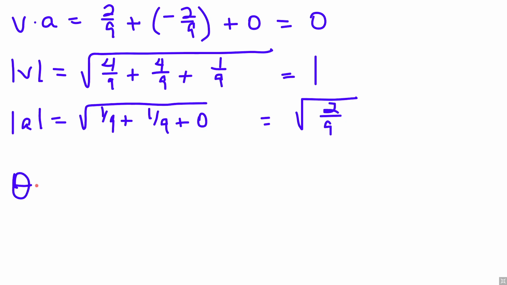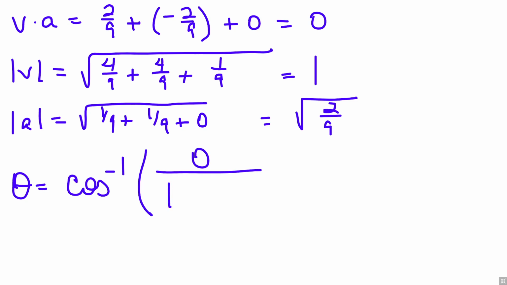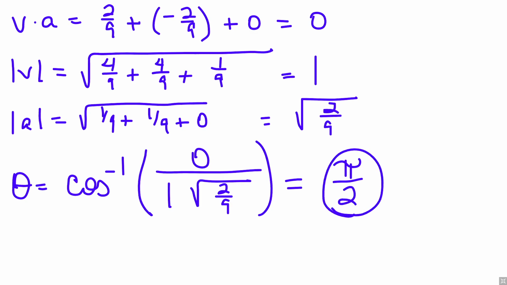So again, we know that theta is going to be the cosine inverse of the dot product, which is 0, divided by the magnitude of the velocity vector, which is 1, times the magnitude of the acceleration vector, which is the square root of 2/9. So our angle measure is going to be what? Pi over 2. Okay, yeah, pi over 2. All right. Any questions there?